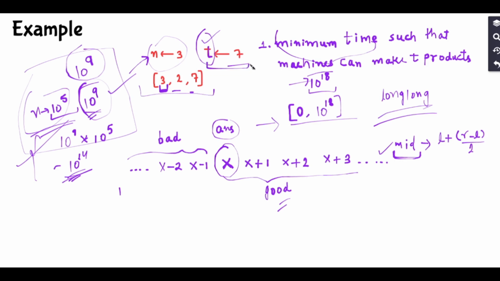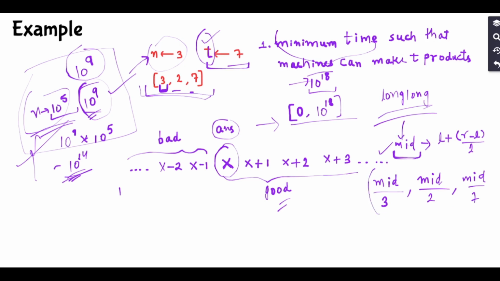Since I want to make t products, what I would do, now observe that all of the machines work simultaneously. So the first machine has the interval to produce the product, which is 3 seconds. So if the first machine creates a product in 3 seconds, then in mid seconds, the number of products that the first machine will create will be mid divided by 3. Similarly, the number of products that the second machine will create in mid seconds would be mid divided by the number of seconds which this machine takes to create a single product, that is 2. In the same fashion, mid divided by 7 would be the number of products which the third machine will create in mid seconds.